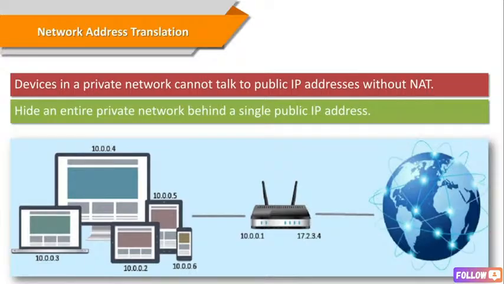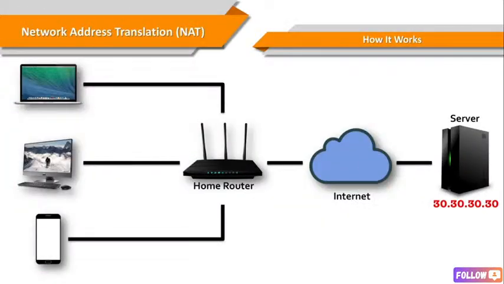So when NAT is used like this, all users inside the private network that access the Internet have the same public IP address. So that means only one public address is needed for hundreds or even thousands of users. So let's have a look and see how it works.